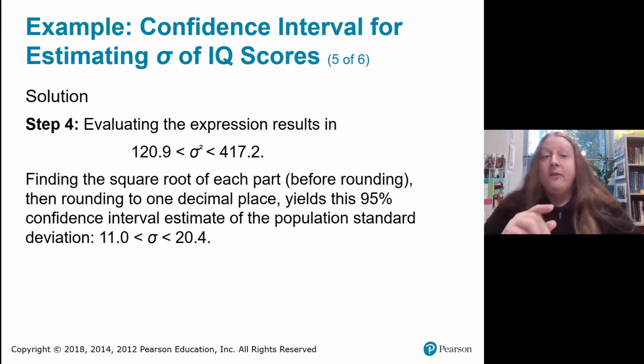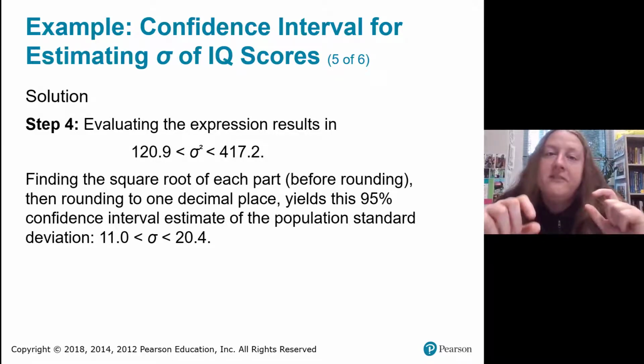However, we weren't looking for the population variance, we were looking for the population standard deviation. So we take the square root of each of these and we find the 95% confidence interval for the population standard deviation to be 11.0 and 20.4. So something between those values.